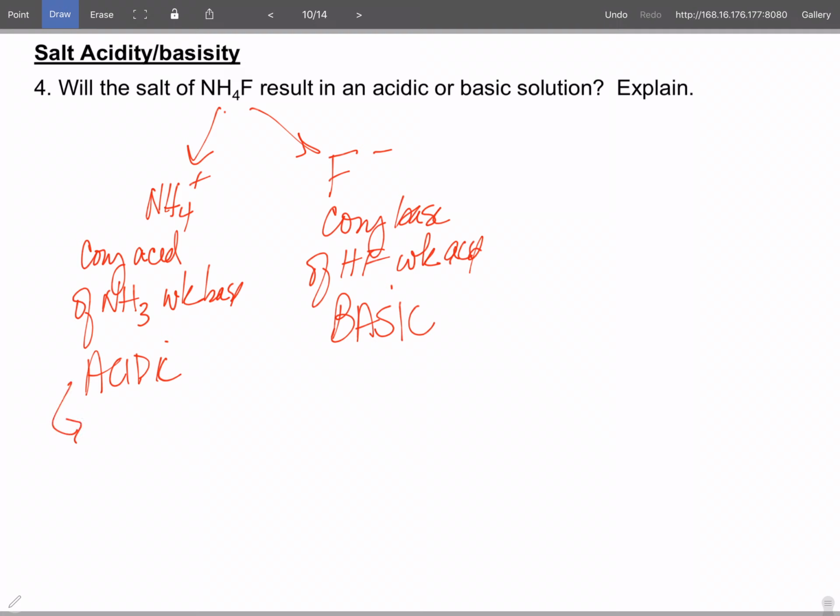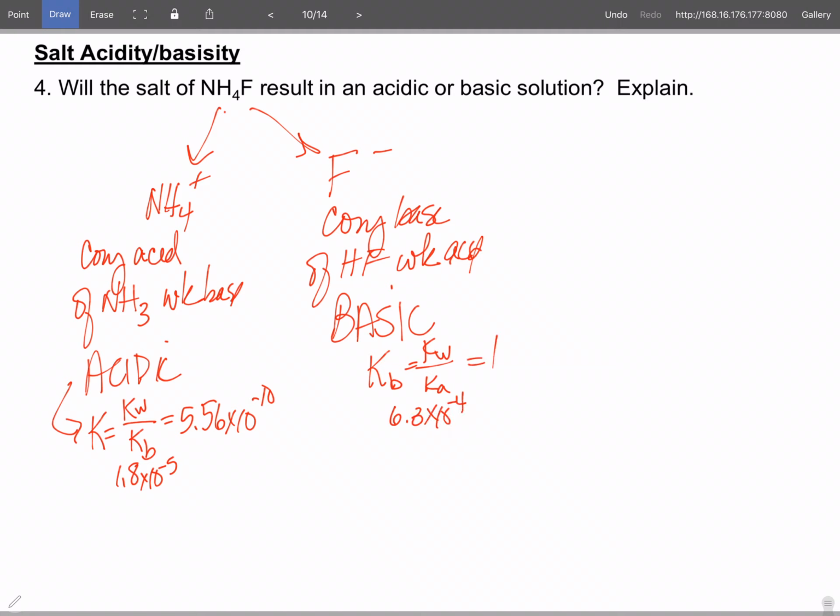So if this is acidic, this is a Ka. So the Ka is going to equal Kw divided by the Kb, which the Kb for ammonia is 1.8 times 10 to the minus 5th. That gives you a Ka of 5.56 times 10 to the minus 10. On the other hand, the Kb here is going to be equal to Kw divided by Ka, which the Ka for HF is 6.3 times 10 to the minus 4. So the Kb is 1.587 times 10 to the minus 11. In this case, the Ka is actually greater than the Kb, so this salt is acidic.